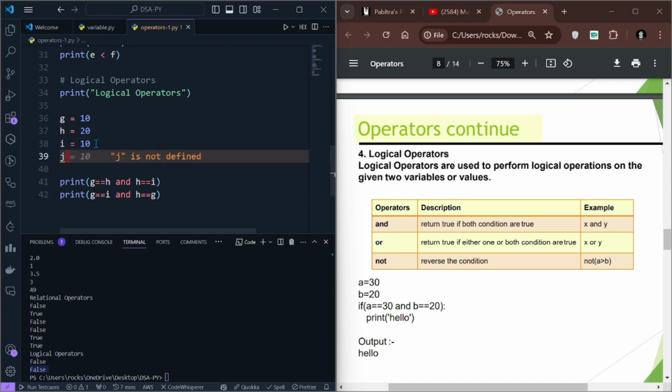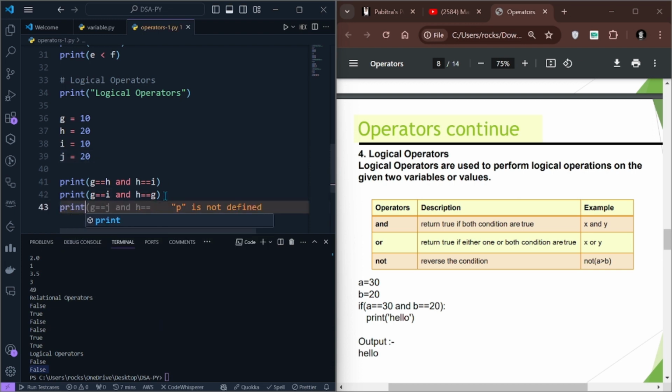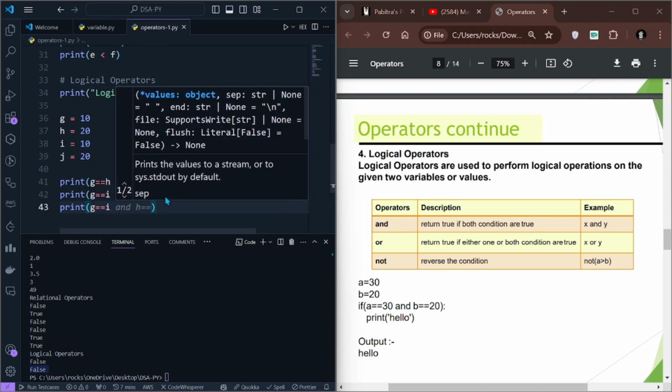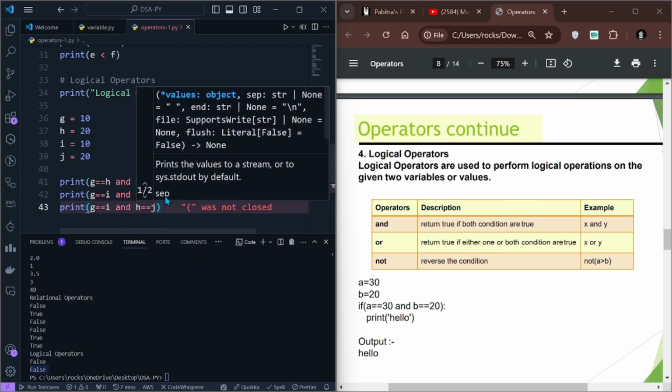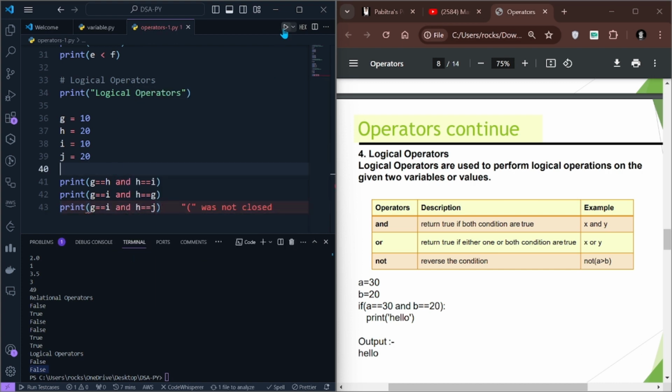What if we create another variable J, and it's 20 now? So now what if we try to print G is equal to I and H is equal to J? What will be the output at that time? It comes true, because both the operands are true now. 10 is equal to 10, it's obviously true, and 20 is equal to 20, it's obviously true. That means the logical AND operator returns true if both conditions are true.